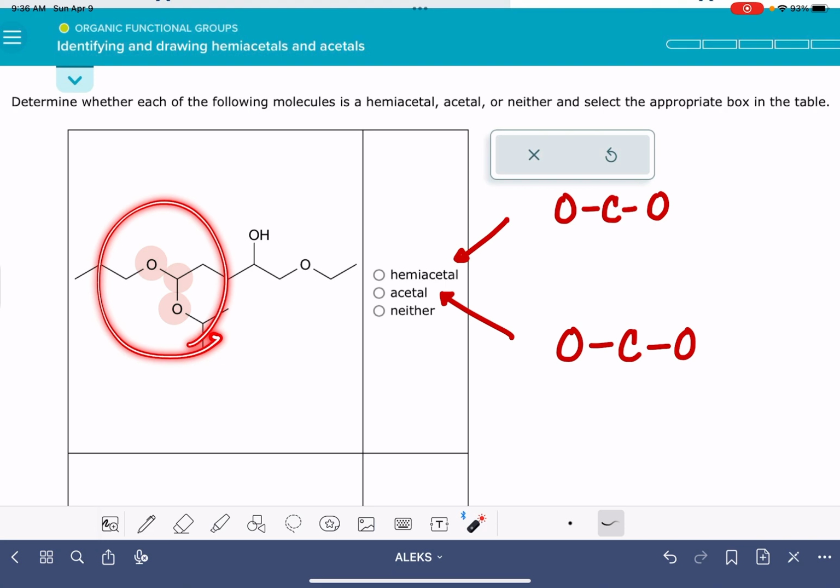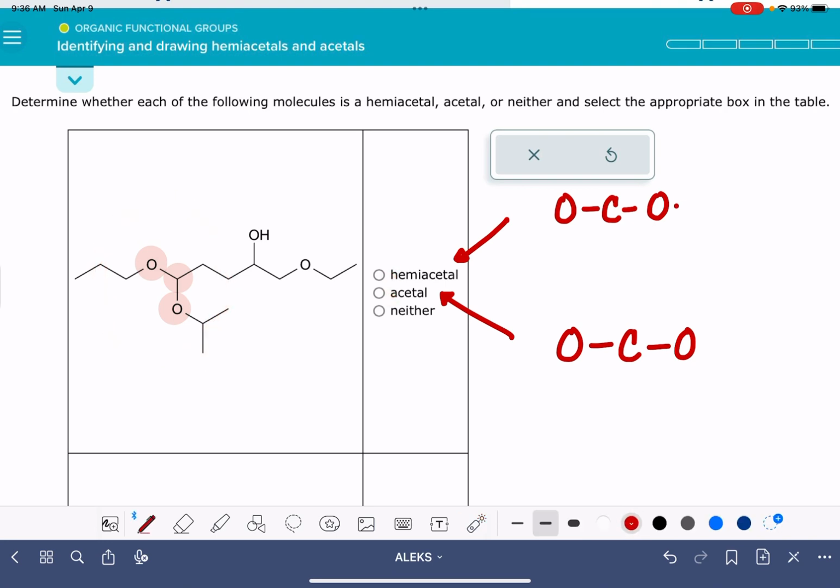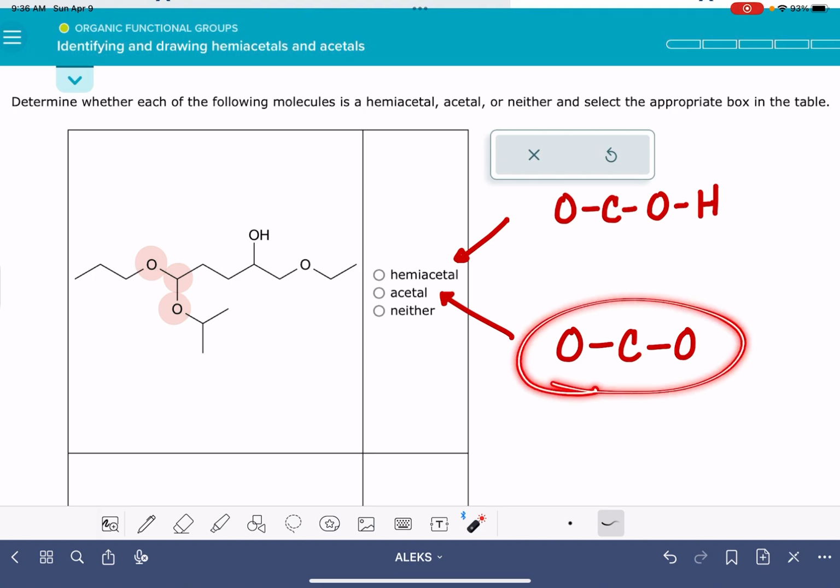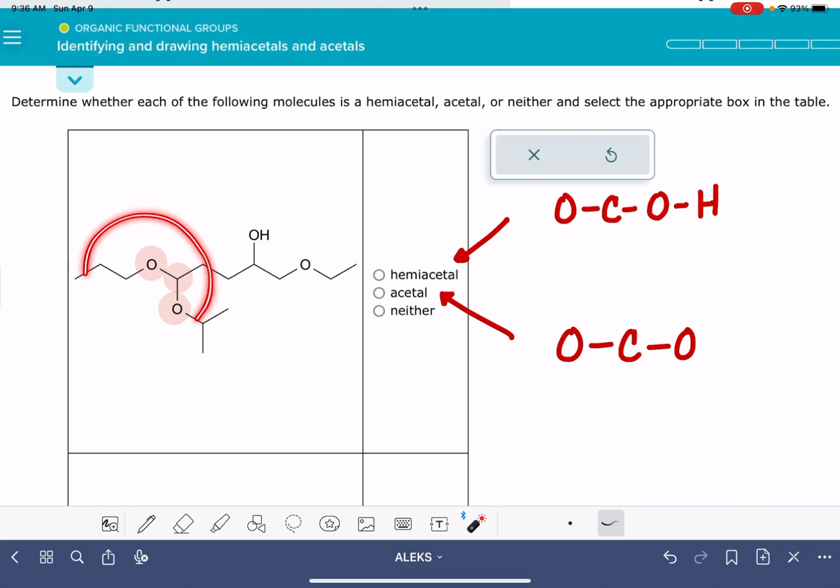This molecule has it. The difference between the hemiacetal and the regular acetal is that in the hemiacetal, one of the oxygen atoms is going to have a hydrogen attached directly to it, and that is not going to be the case with the acetal. So if we look at this molecule right here, neither one of our oxygen atoms has a hydrogen attached, and that makes this molecule the acetal.